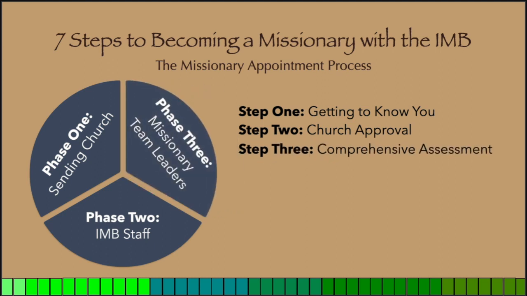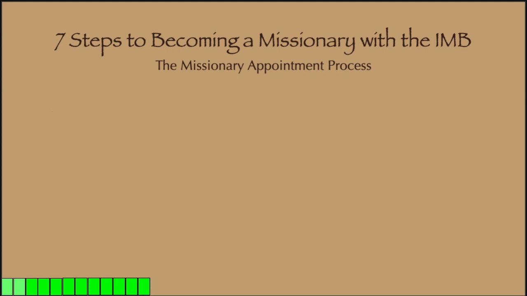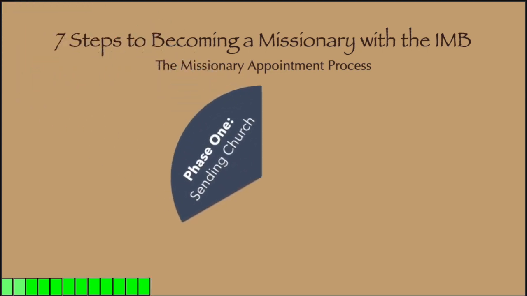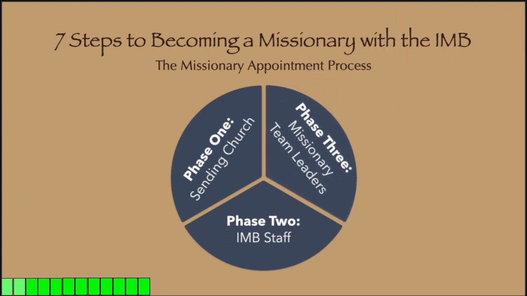And in the combination of IMB staff and missionary team leaders, there will be some interviews, some interactions, trying to match you with the right place and the right job. And then in step 5, will be an affirmation of your selection as a missionary to move forward. And then before you go to the field, there is a time of training. And then step 7 is deployment, where you're leaving America and heading overseas. So three phases. Phase 1, this church. Phase 2, IMB staff. Phase 3, missionary team leaders.